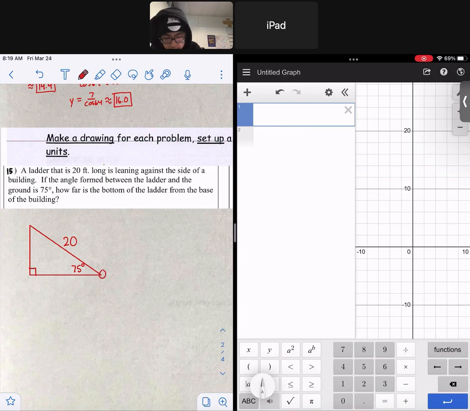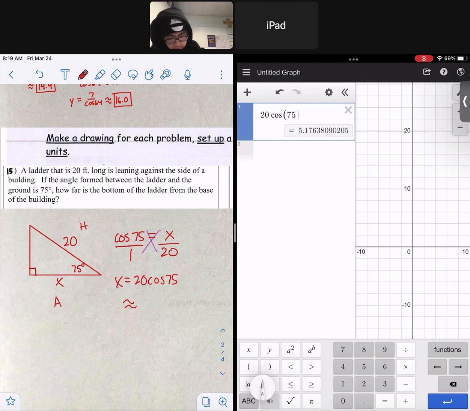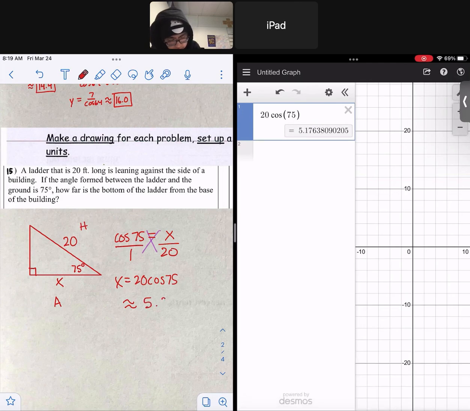Here's the bottom of the ladder, here's the bottom of the building, so this is the side length we're trying to find. This is adjacent, this is hypotenuse, so definitely going to be cosine. So cosine 75 equals adjacent over hypotenuse. Cross multiply, x equals 20 cosine 75, which is roughly 5.2 feet. So there's that one.